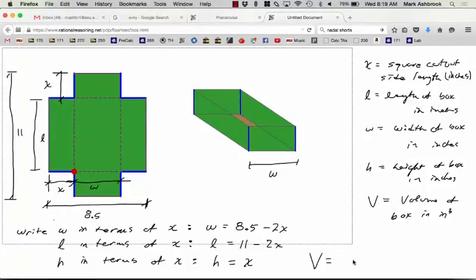That's it. So it's the length times the width times the height. So what does that formula do? TJ, it takes a value of what and gives what? It takes the value of x and gives you volume. And what was x again? X is the cutout. Right.